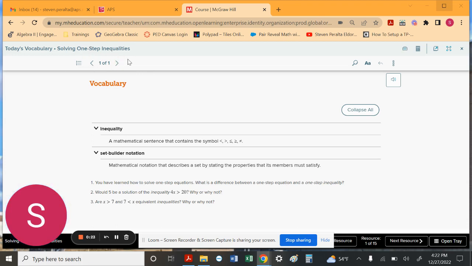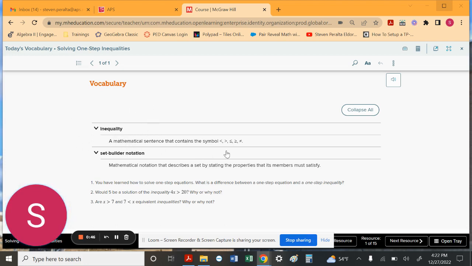So we're only going to do one step as opposed to doing multiple steps, which would include distribution, multiplying and dividing and adding and subtracting. So it could be a whole bunch of different things when we start looking at multi-step equations. So once we start looking at these one-step equations, we have a couple things, of course, just to review. Number one is, what is an inequality?